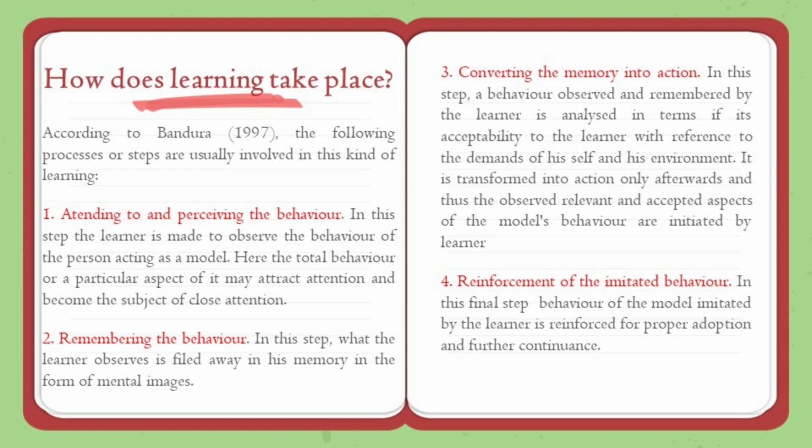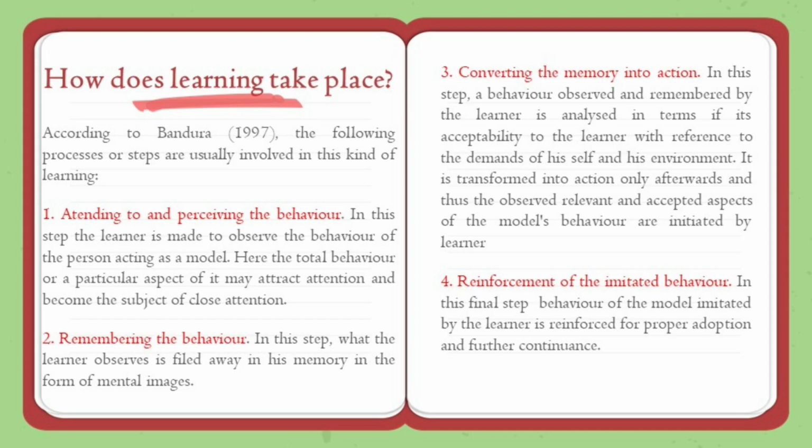In the first step, the total behavior or a particular aspect of it may attract attention and become the subject of close attention, and the learner is made to observe the behavior of the person acting as a model. In the second step, what the learner observes is filed away in his memory in the form of mental images. And the next step is converting the memory into action.